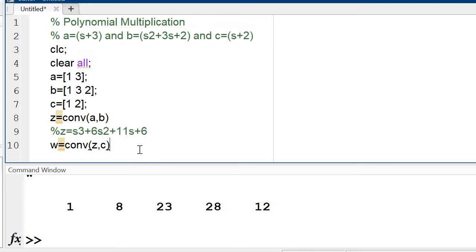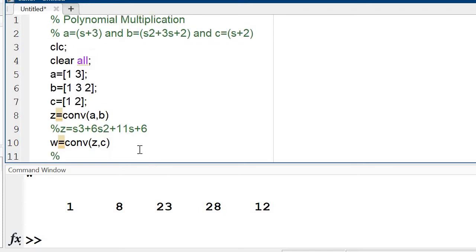This means that w is equal to s4 plus 8s cube plus 23s square plus 28s plus 12. This means that, correct, about the three polynomials multiplication.